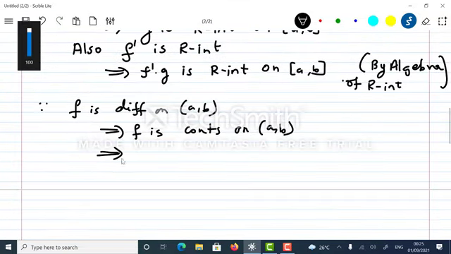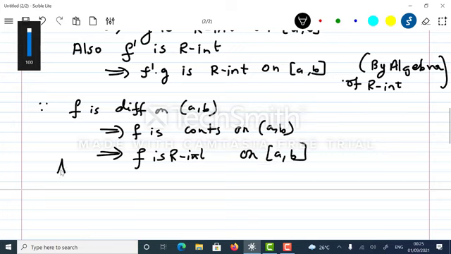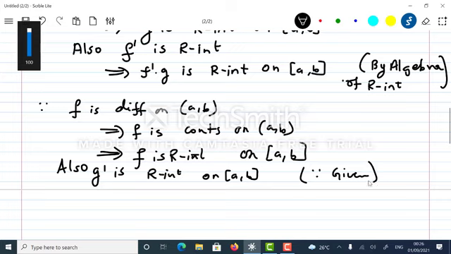This would imply f is R integrable on closed interval a comma b. Also, g dash is R integrable on closed interval a comma b. This is a given fact, right? So this would imply f into g dash is R integrable on closed interval a comma b.